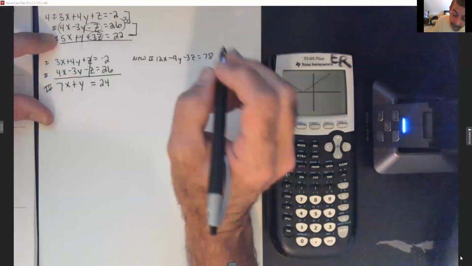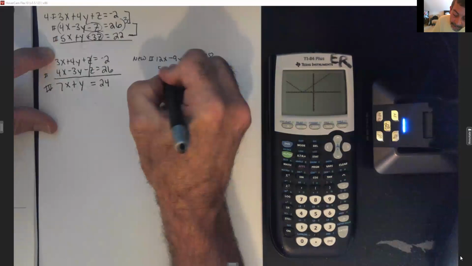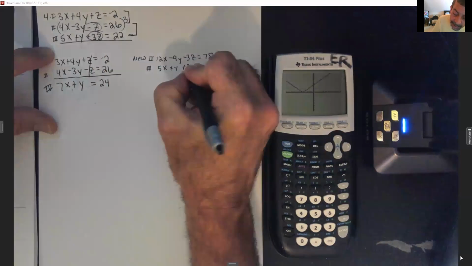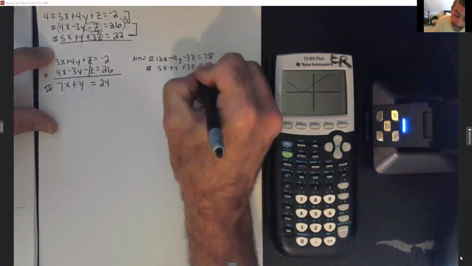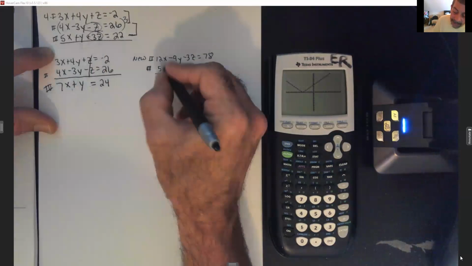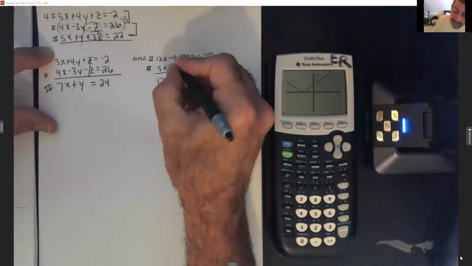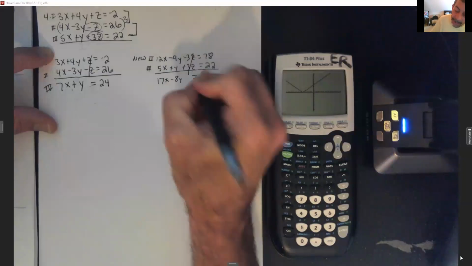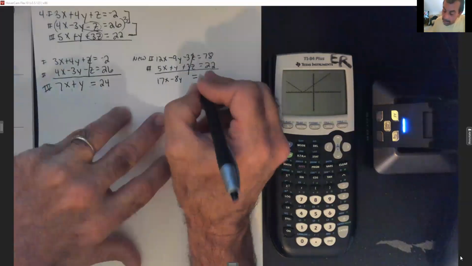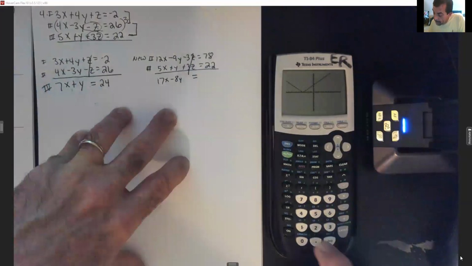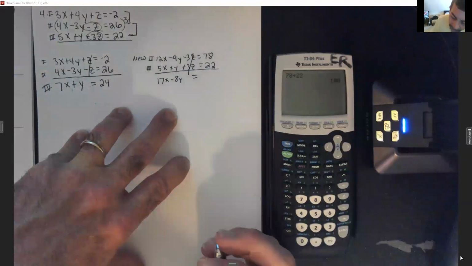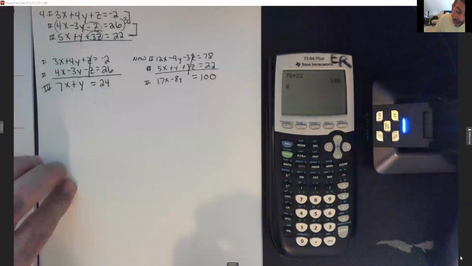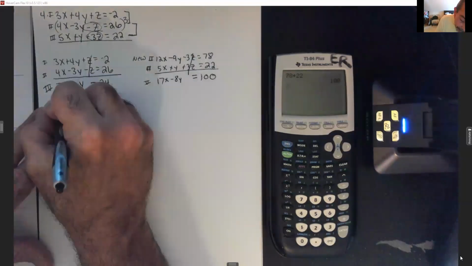Now bring over row 3, which is 5x plus a y plus 3z equals 22. So let's add these. That gives me 17x. Negative 9 and 1 give me negative 8y. The z's cancel. And then that's going to give me, let's see, 78 and 22. What's that? 100. So I'm going to call that row 5. Now what I have to do is bring row 4 and row 5 and put them together.